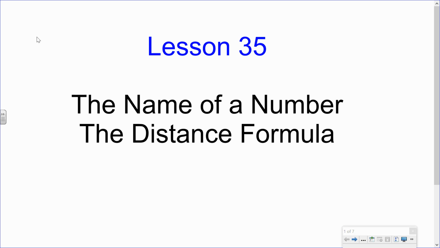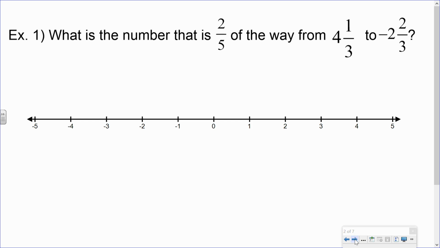So today, two review topics. What number is some fraction of the way between one number and another number? And reviewing how we calculate the distance between 2 points, x1, y1, and x2, y2. So the name of the number problems will look something like this. When we do these, I do not require that you draw the number line.